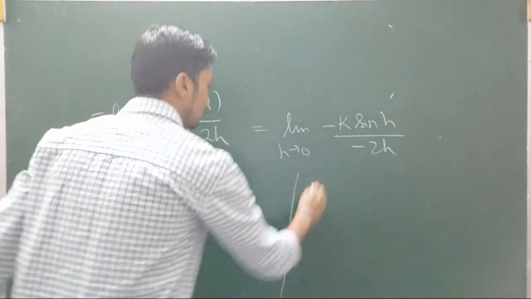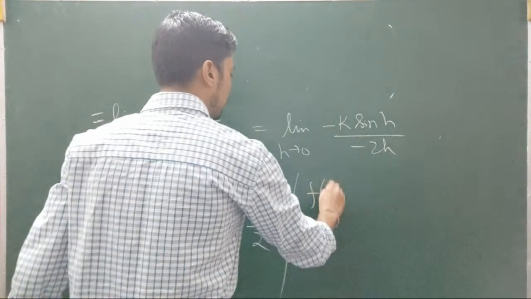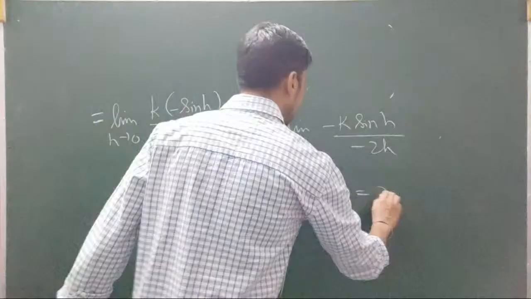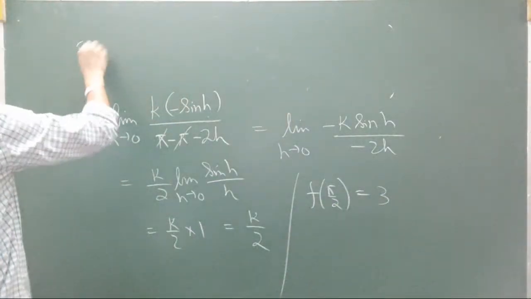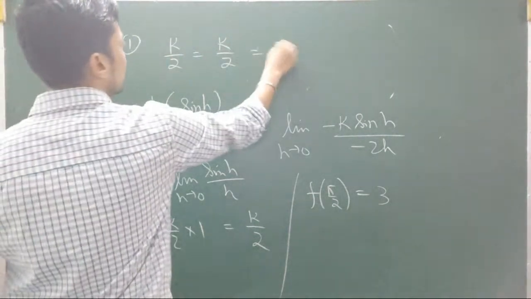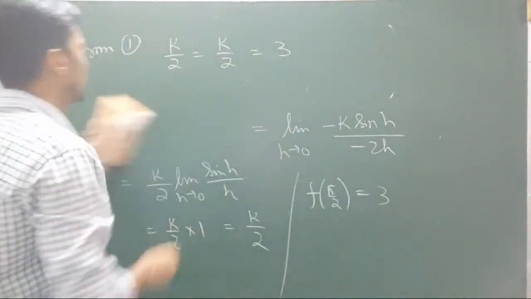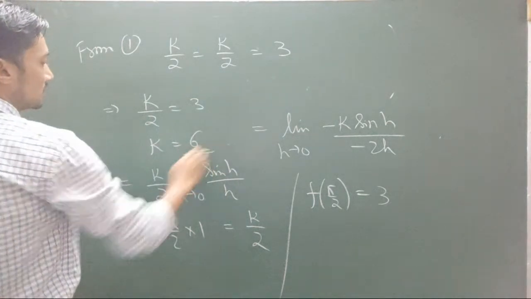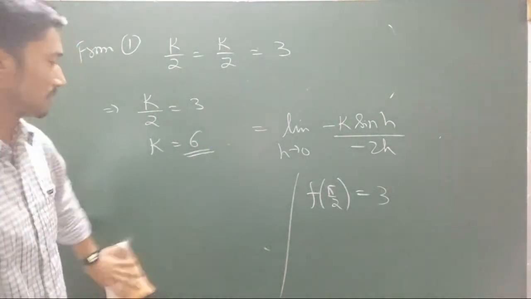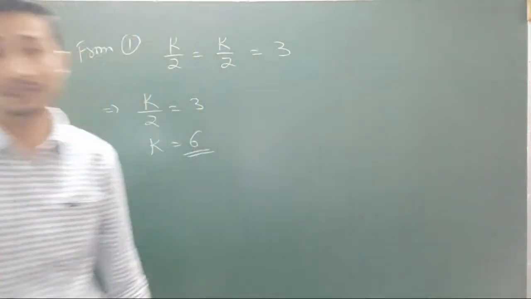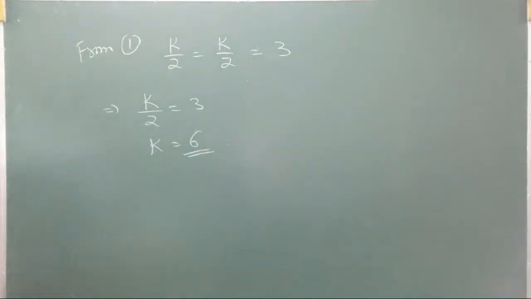Let's find out what is the value of f of pi by 2 also. It's given in the question. The value of the function at the point x equal to pi by 2 is 3. So from equation 1, what we have here is k by 2 is equal to k by 2 is equal to 3. You can just take any one of the terms, and that implies k by 2 equal to 3. So k is 6. So the value of k is 6, for which the function can be continuous at x equal to pi by 2.